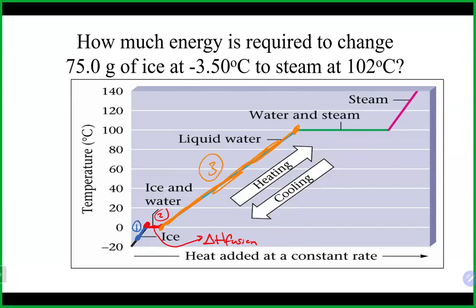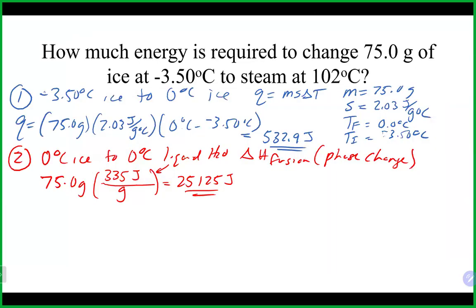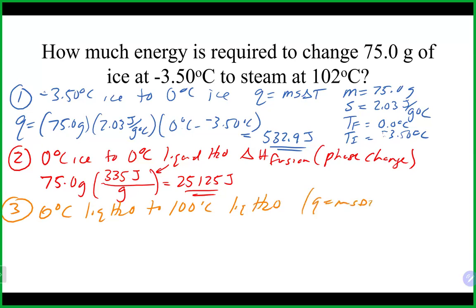So here, that is liquid water all the way across the orange section, which means the state is the same, but the temperature changes. So once again, this is where we would use our specific heat equation. The third step of this process would go from 0 degrees Celsius liquid water to 100 degrees Celsius liquid water. And that's going to be our specific heat equation.